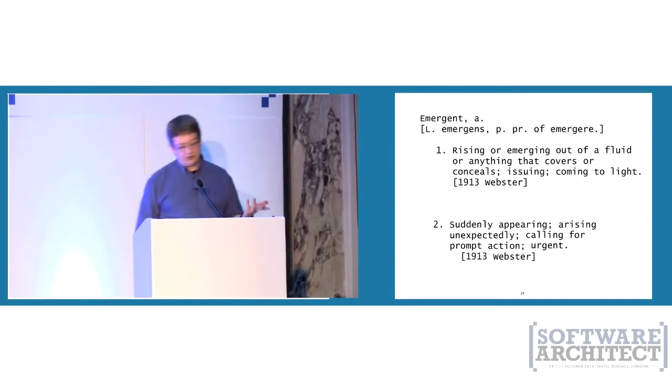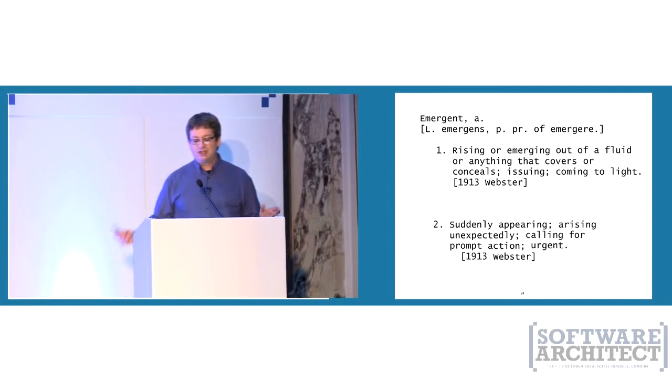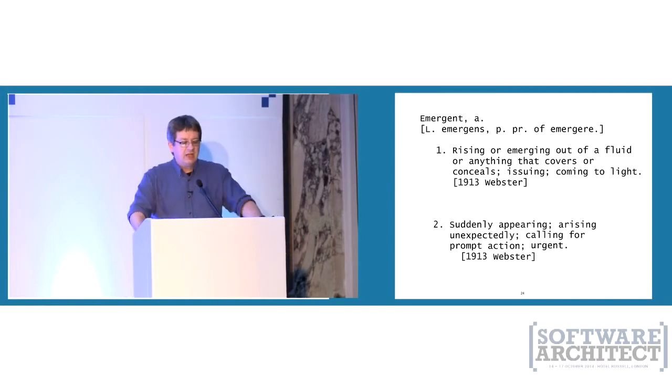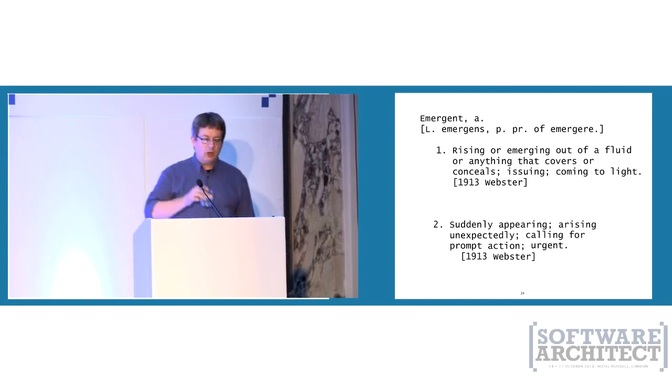So I should give a definition. The Webster Dictionary says that something is emergent if it rises out of something that covers or conceals it, or comes to light. A second definition says something suddenly arising or suddenly appearing, arising unexpectedly, and calling for prompt action.